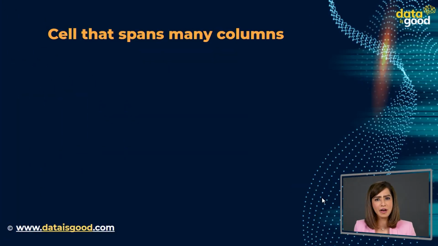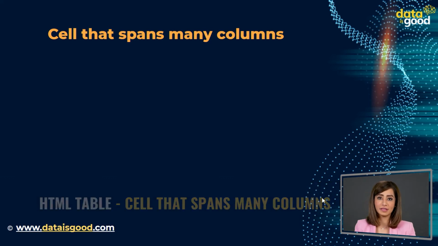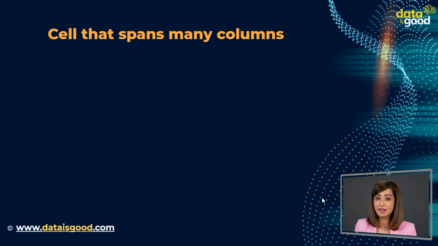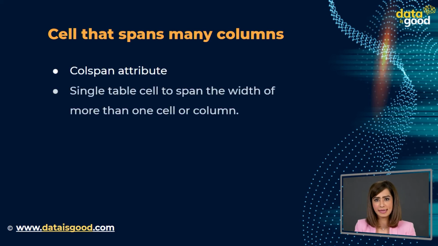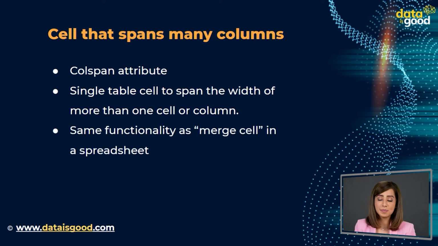There are 2 more fun parts in the table concept. First is an HTML table cell that spans many columns. To make a cell span more than 1 column, use the colspan attribute. It allows a single table cell to span the width of more than 1 cell or column. It provides the same functionality as merge cells in a spreadsheet program like Excel.